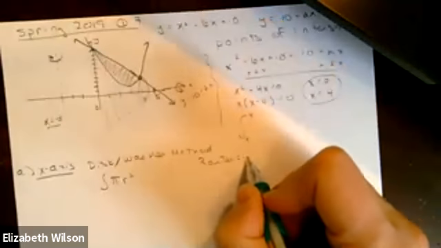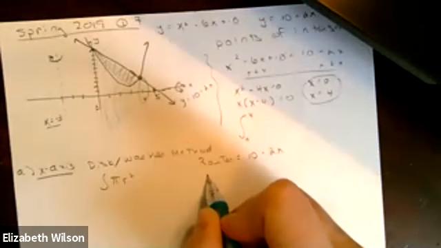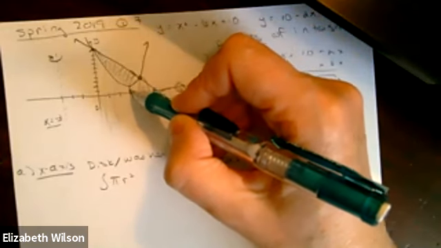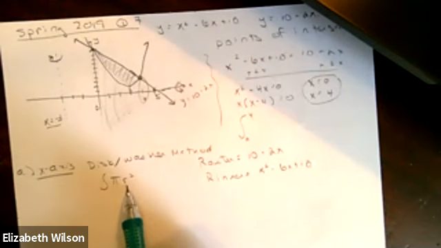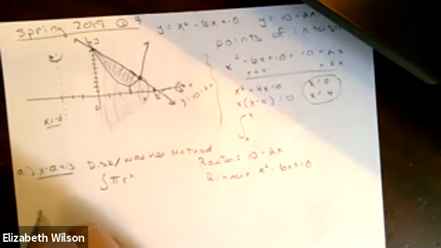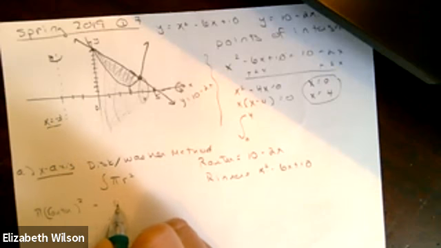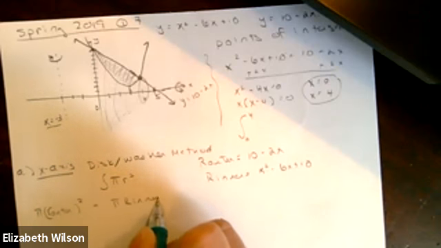Okay, so the radius of our outer is formed by our upper function, which is 10 minus 2x. And our inner radius, that's the distance between here and here, that's our lower function. So our lower function is defined by x squared minus 6x plus 10. So when I do these, I'm going to go pi r outer squared minus pi r inner squared.